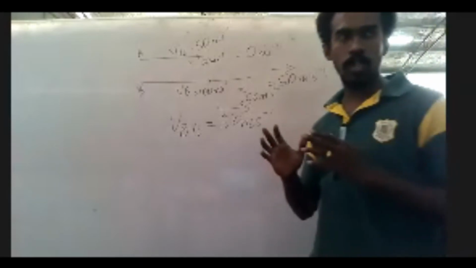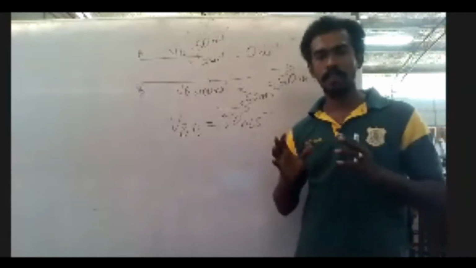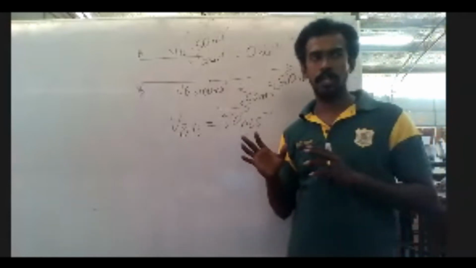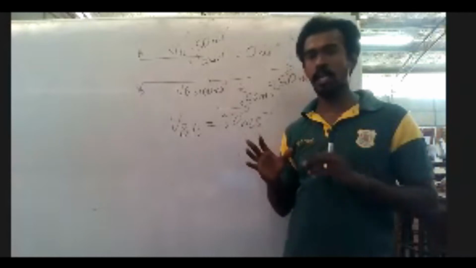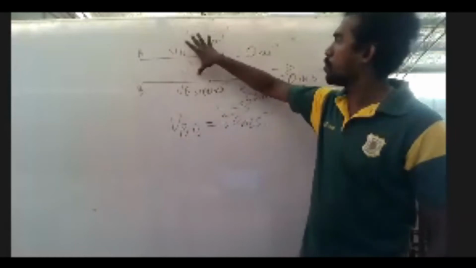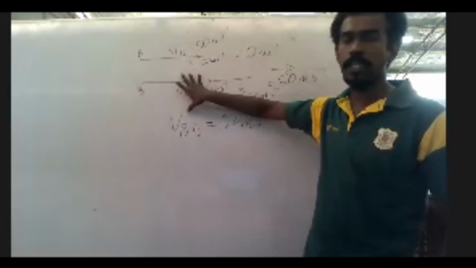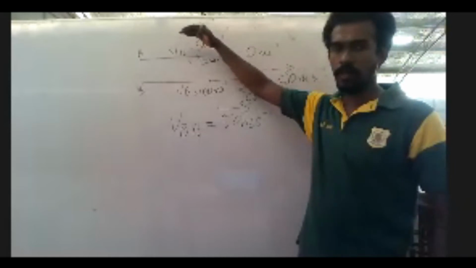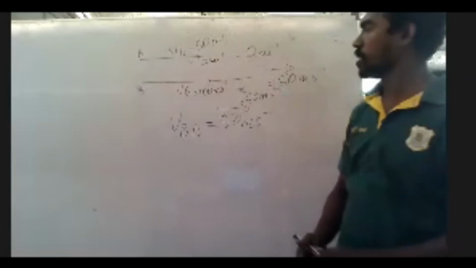So if two bodies are moving, I will stop one body, and relative to that body, I will see the velocity of the other body. So I will stop A, and then I can see the velocity of B relative to A. I can do the same the opposite way also.